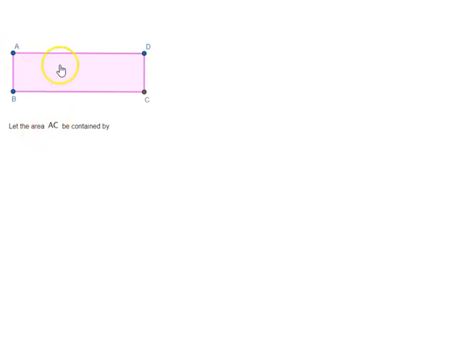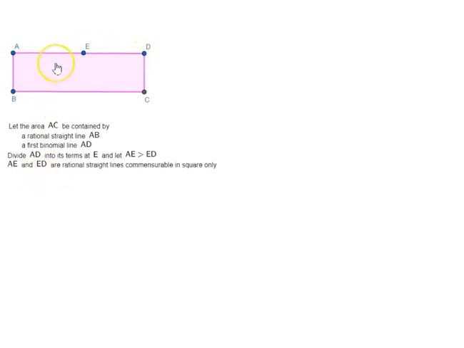Let the area AC be contained by a rational straight line AB and a first binomial line AD. Divide AD into its terms at E. Remember, AD is a first binomial line and it can be divided into its terms at only one point. So we have to find that point. So E is the point at which AD gets divided into its terms. And AE is greater than ED.